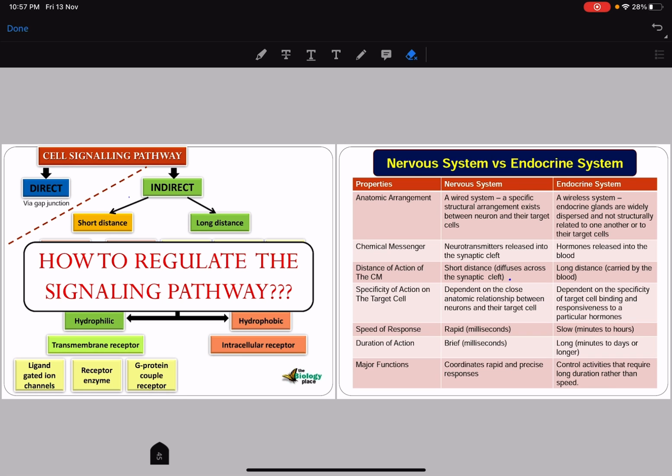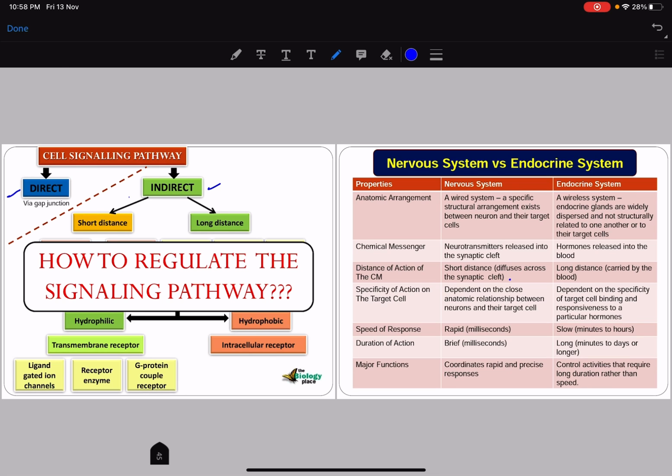So this recording is for the later part of chapter 2 animal physiology course. Before we continue to the later part, a bit of revision here. The earlier part we talked about cell signaling pathway. Cell signaling pathway has two divisions, directly or indirectly: direct communication, or direct cell signaling pathway, or indirect cell signaling pathway.